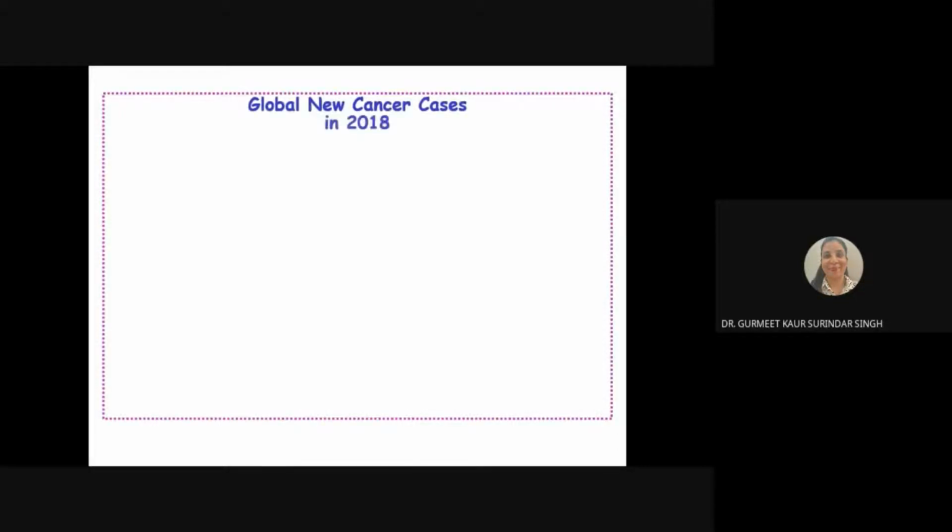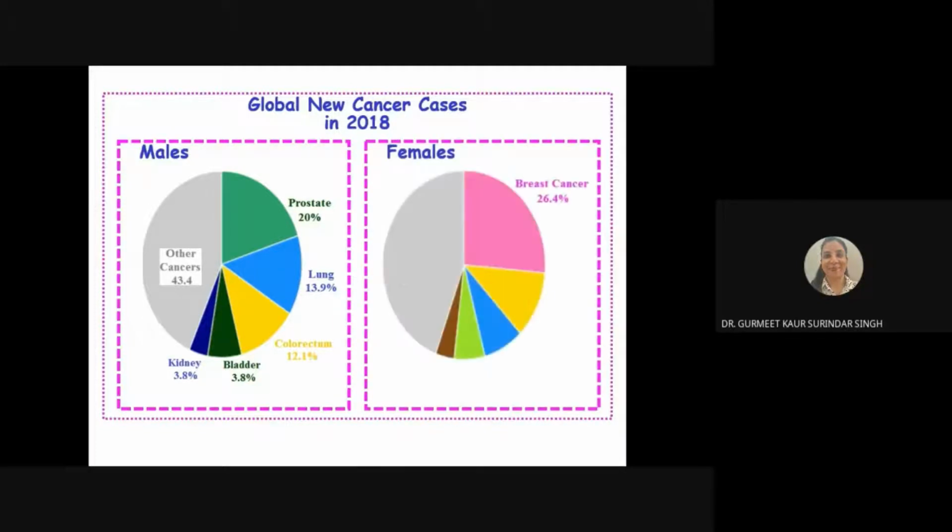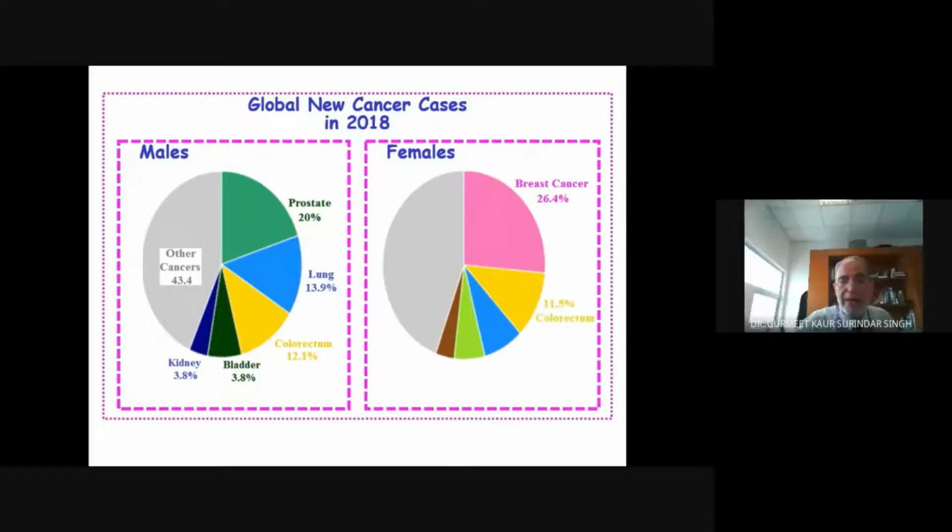What about the global new cancer cases incidence? The new global cancer incidence shows that cancer is increasing, not decreasing. Some types of cancers are increasing, mainly breast and lung, and also colorectum.